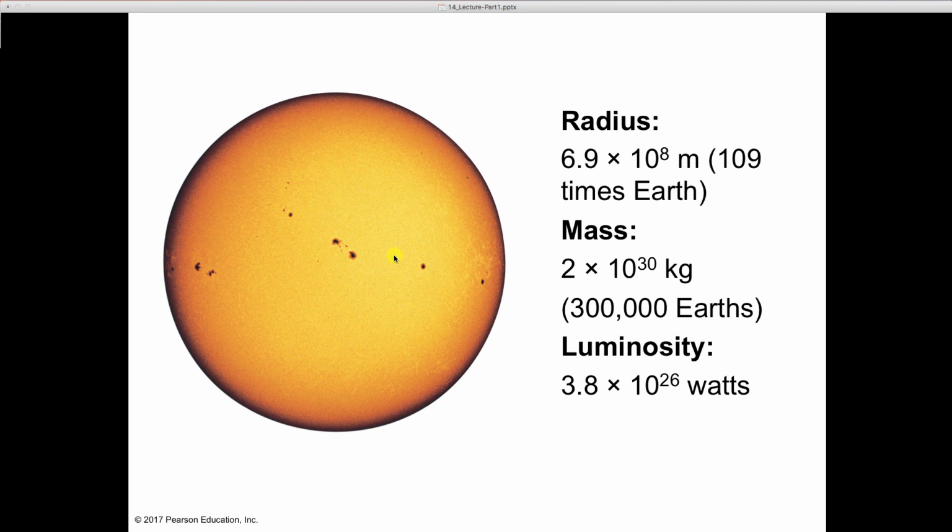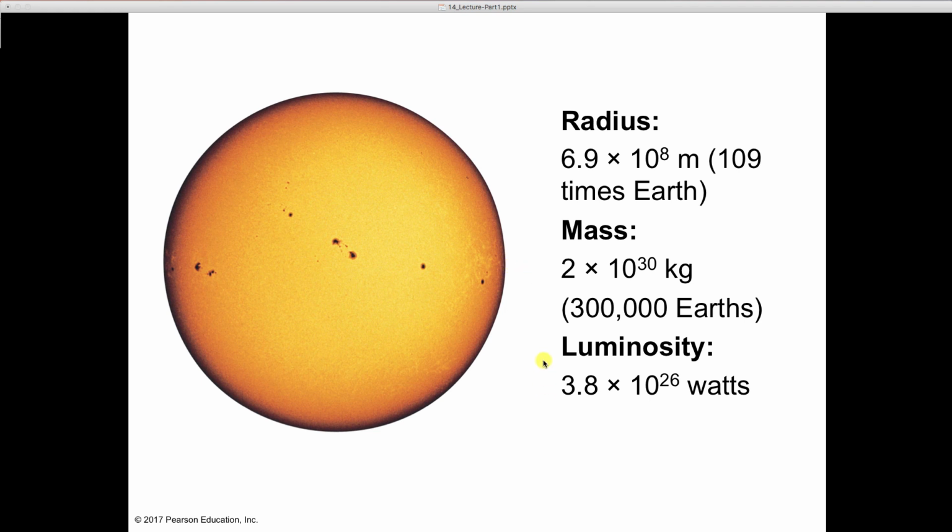So you could put 100 Earths across the sun, just in terms of the size, about 109. Or you could take, in terms of mass, 300,000 Earths worth of mass, and that would be the mass of the sun. But the sun is mostly gas, hydrogen and helium primarily, not metals and rocks and stuff like that.